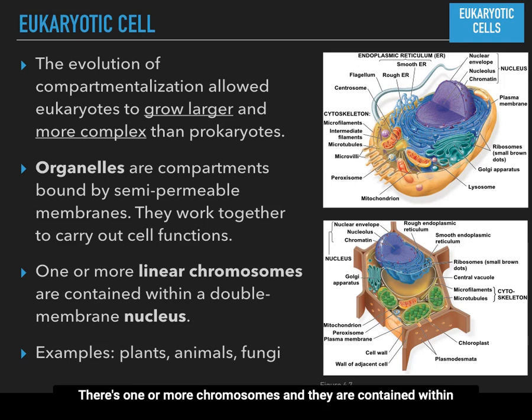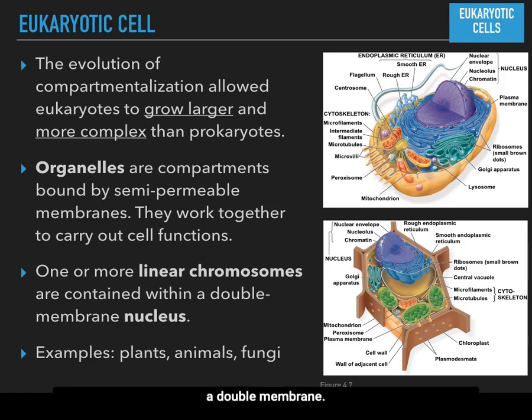There is one or more chromosomes, and they are contained within a double membrane organelle called the nucleus. Examples of eukaryotes are animal cells, shown in the figure on the top right, and plant cells, shown in the figure on the bottom right.